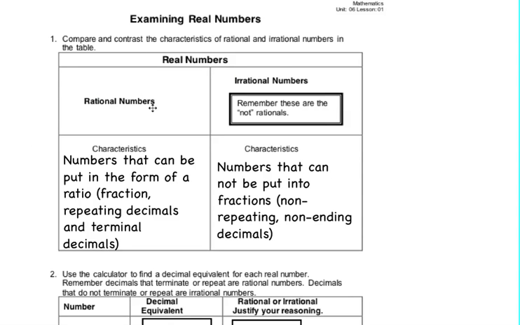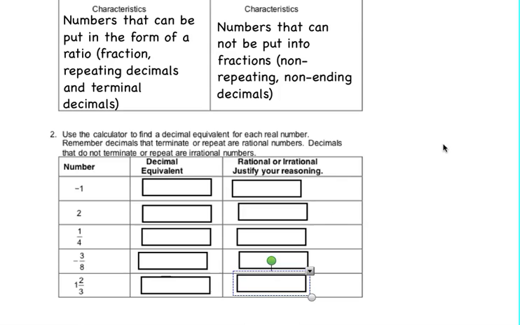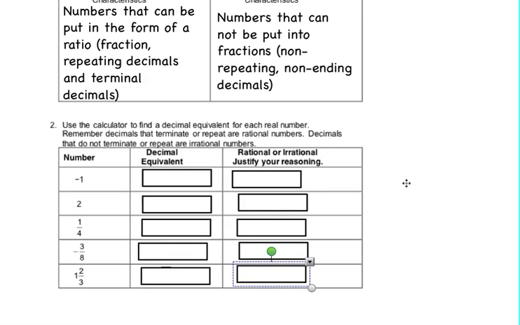So, what are the characteristics of rational and irrational numbers? Rational numbers are basically numbers that can be put in the form of a ratio. Those include fractions, repeating decimals, and terminating decimals, in other words, decimals that end. Irrational numbers, not rational numbers, are numbers that cannot be put into fractions. They are non-repeating decimals and non-ending decimals. So let's look at a few examples.